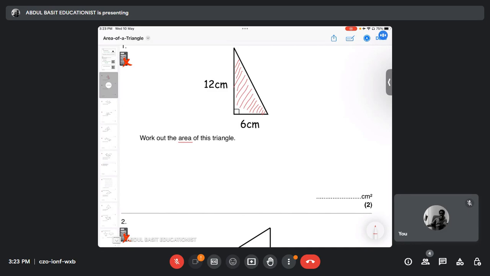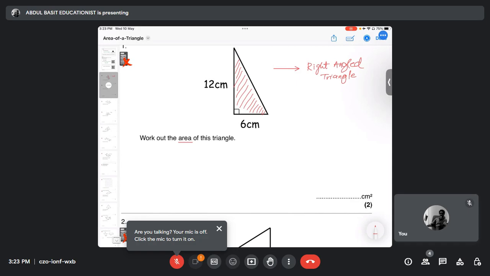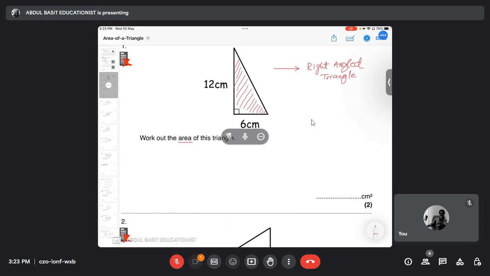Before proceeding to the area, you should know the formula for the area of the right angle triangle. First of all, you have to differentiate what a right angle triangle is. Once you are sure the shape is a right angle triangle, the formula for its area is 1 by 2 into base into height. That is the formula. Formula memorization is very important in this chapter.